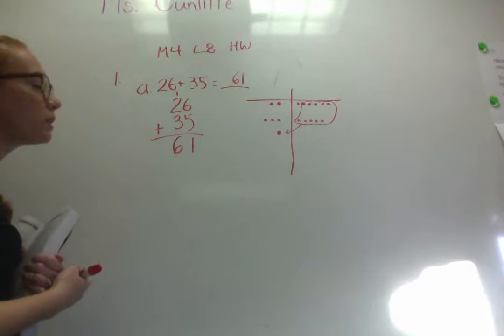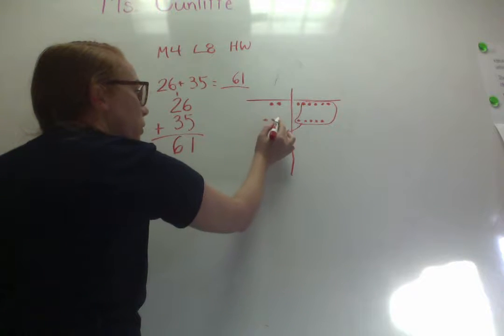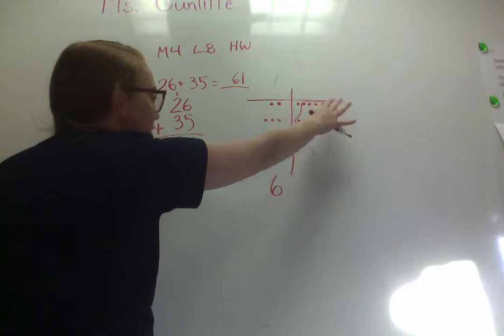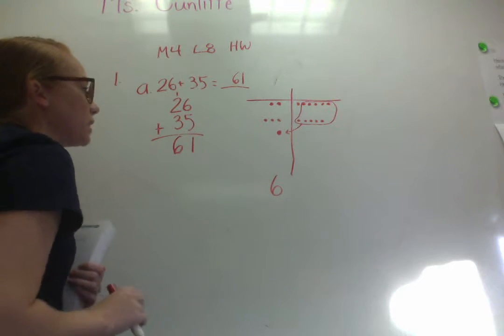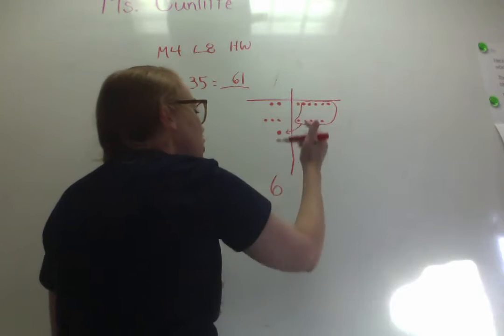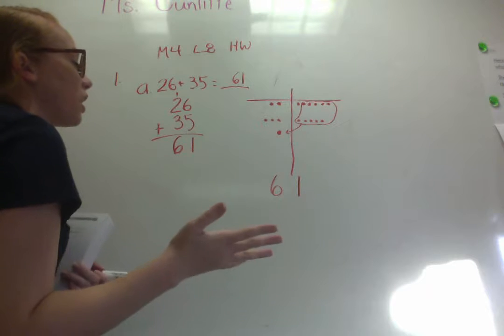we're going to figure out what our answer is. Let's first count up our tens. 1, 2, 3, 4, 5, 6. Do we count the ones that we circled and brought over? No, that'll mess up our number. We only count the ones outside of the bundle, which is just 1. So answer is 61.